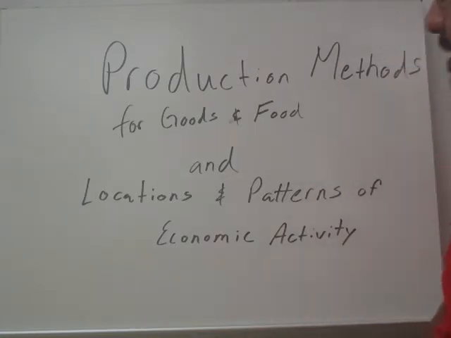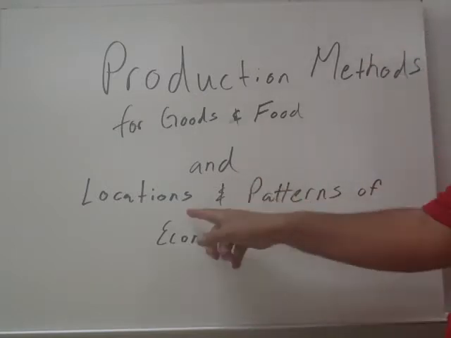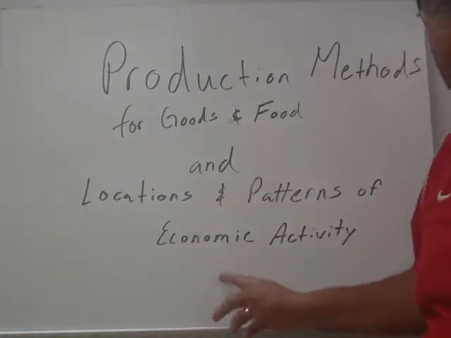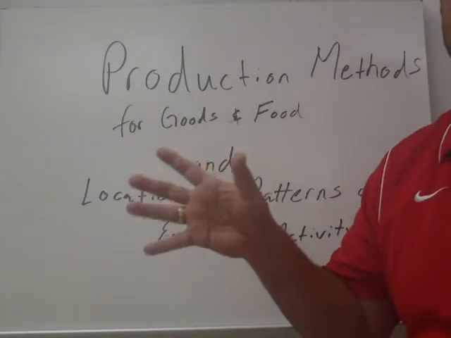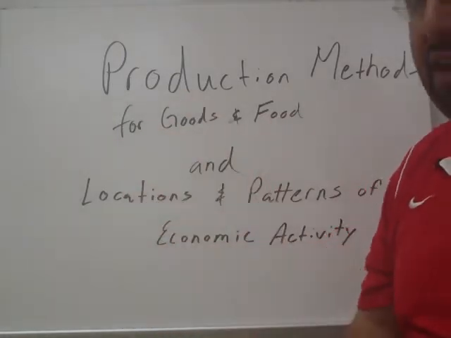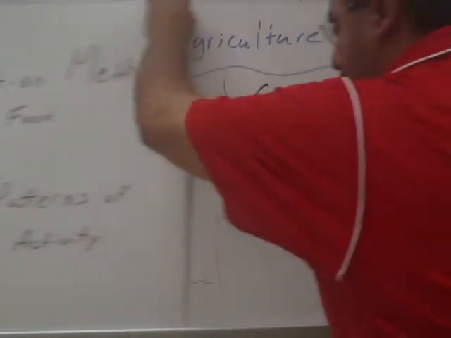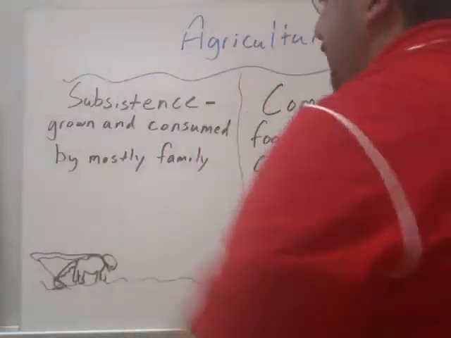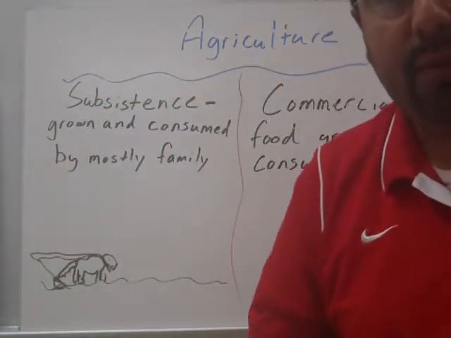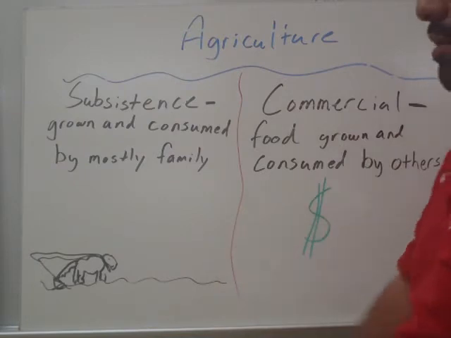What we're going to be talking about today is production methods for goods and food, and location and patterns of economic activity. Why certain economic activities are where they are. The first production method we're going to be talking about is agriculture.